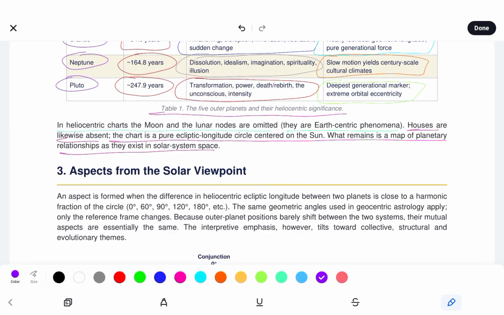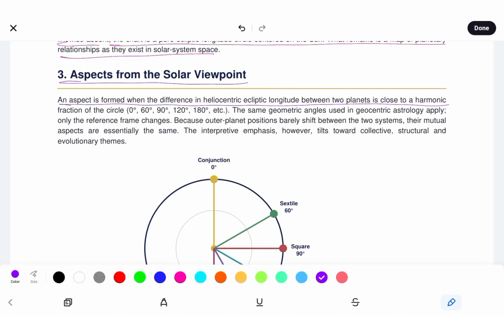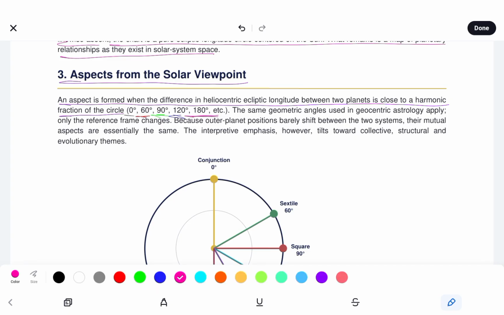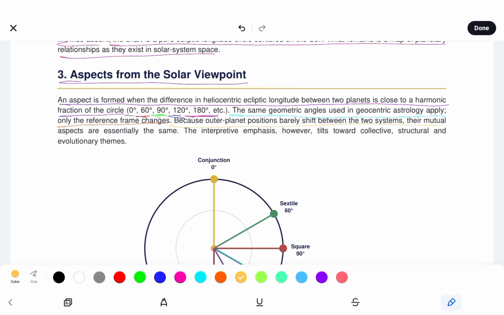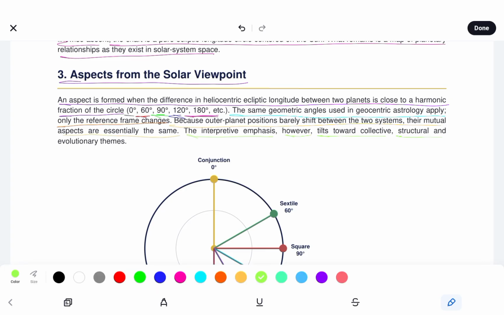All right, we're going to look at aspects from the solar viewpoint. An aspect is formed when the difference in heliocentric ecliptic longitude between two planets is close to a harmonic fraction of the circle. We see 0 degrees, 60 degrees, 90 degrees, 120 degrees, 180 degrees, etc. The same geometric angles used in geocentric astrology apply, only the reference frame changes. Because outer planet positions barely shift between the two systems, their mutual aspects are essentially the same. The interpretive emphasis, however, tilts toward collective, structural, and evolutionary themes.